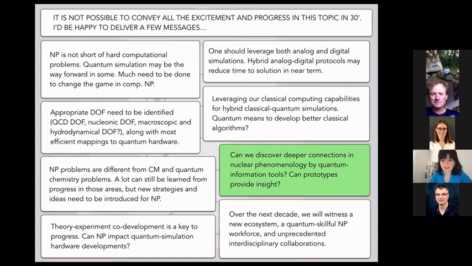So I'll skip this message, just say that there's also the possibility that we discover deeper connections in nuclear phenomenology through these quantum information tools. And maybe also the prototypes and simple models can provide insight before we are able to actually simulate QCD.